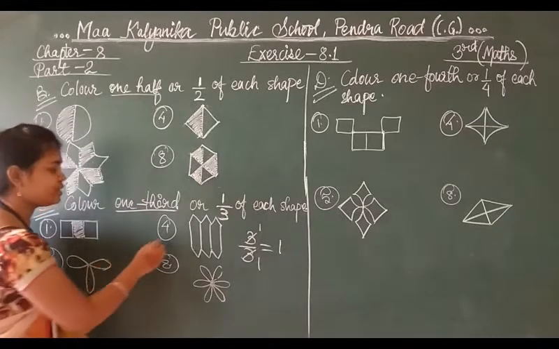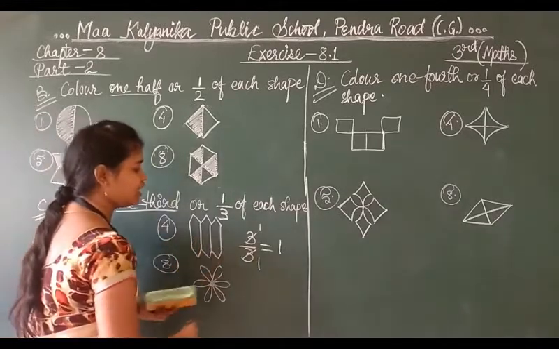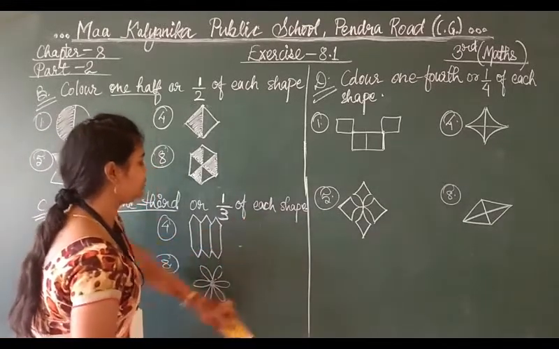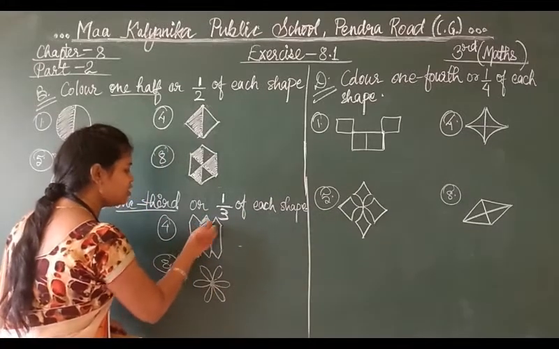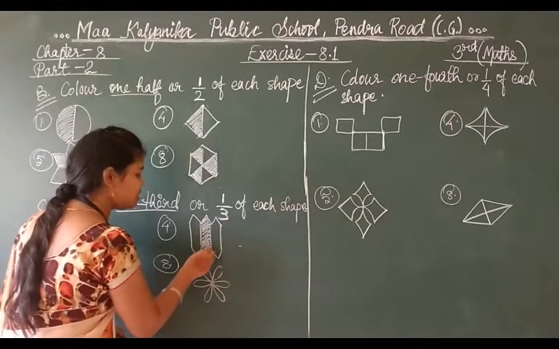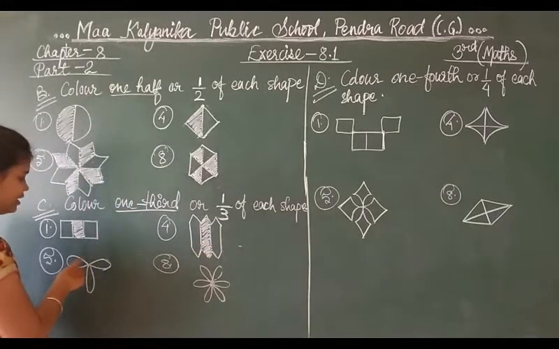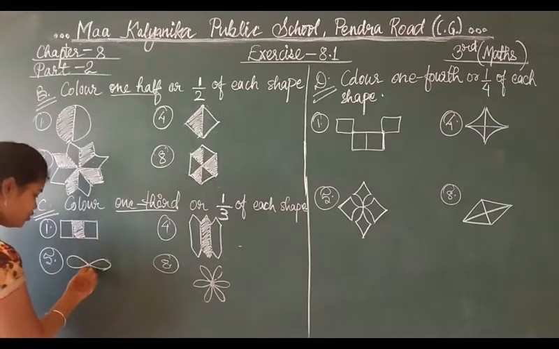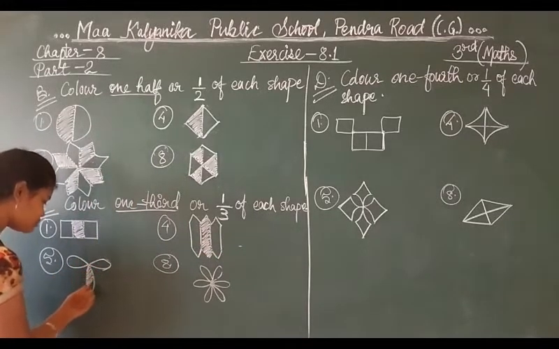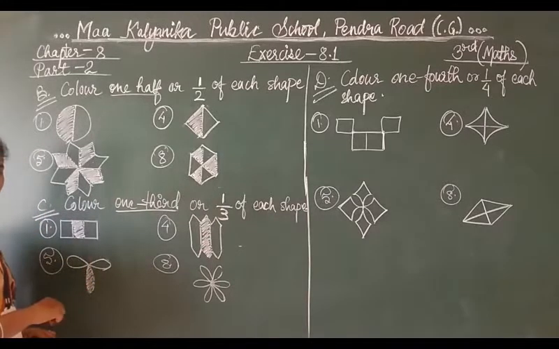Now moving to question 4. 1, 2, 3. Here also 3. 3 is there, so we can color only one part. So this will be 1/3 of it. Here also 3 are there. So same, only one we will color. So this will be the 1/3 of it.